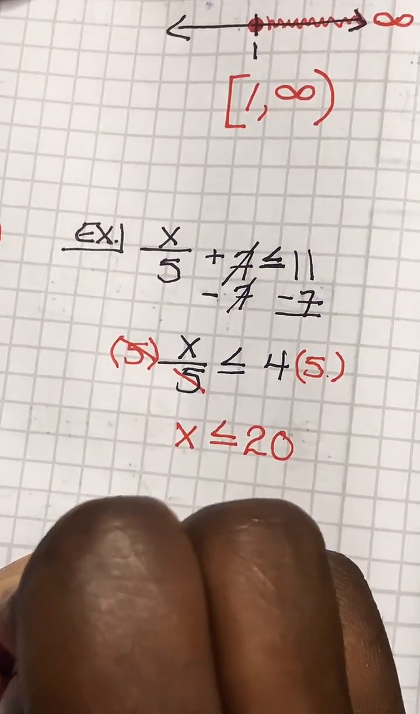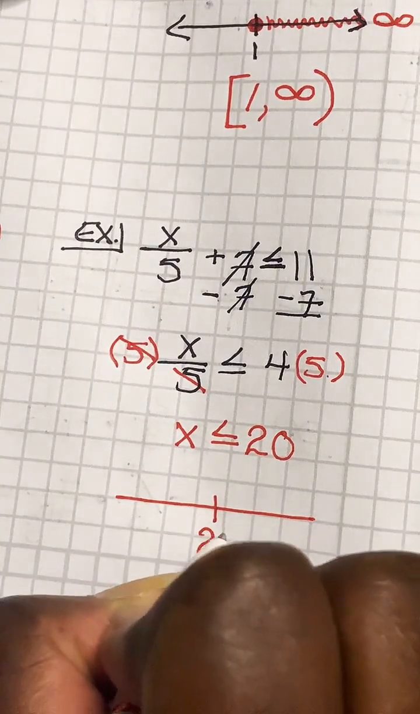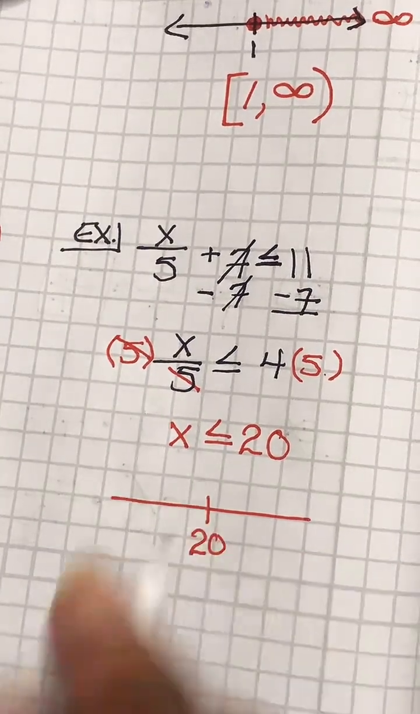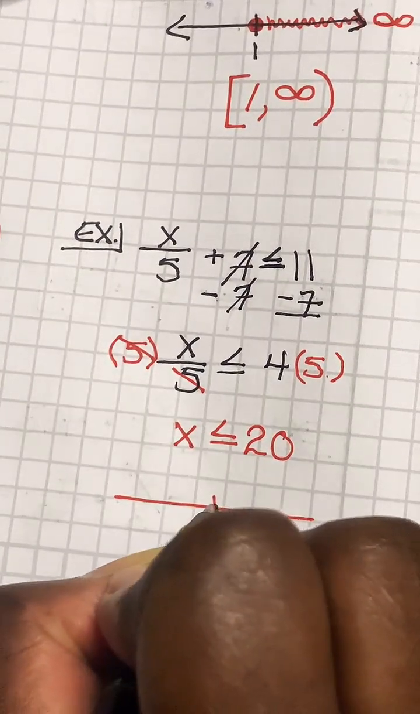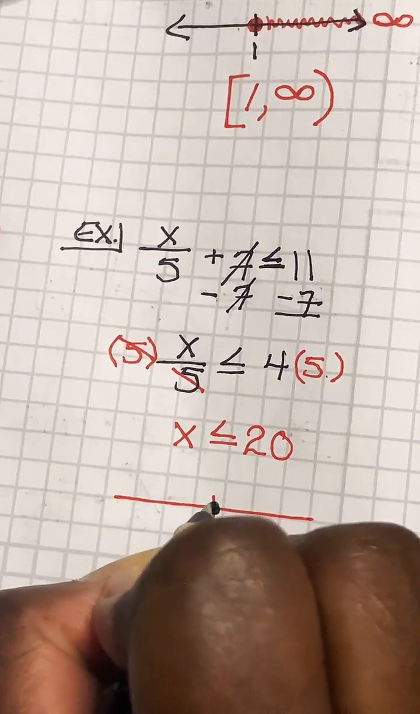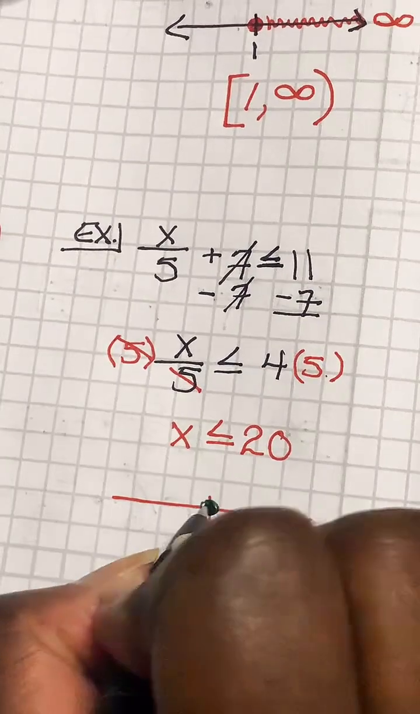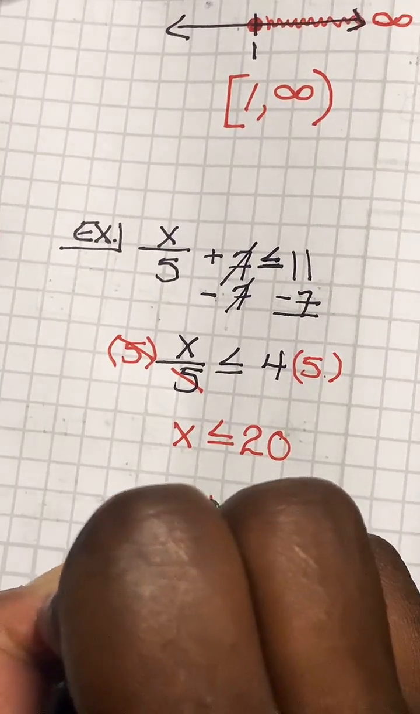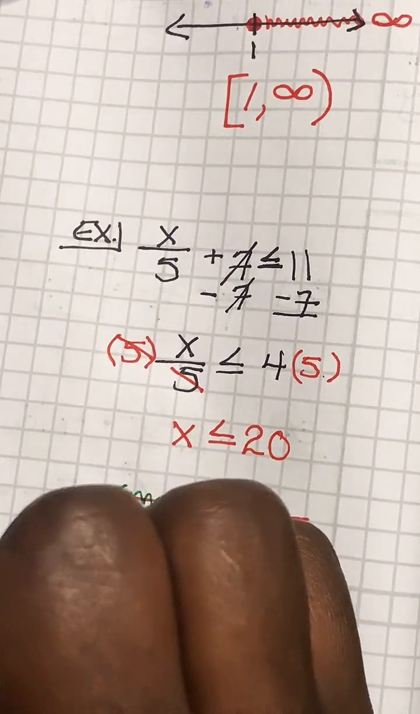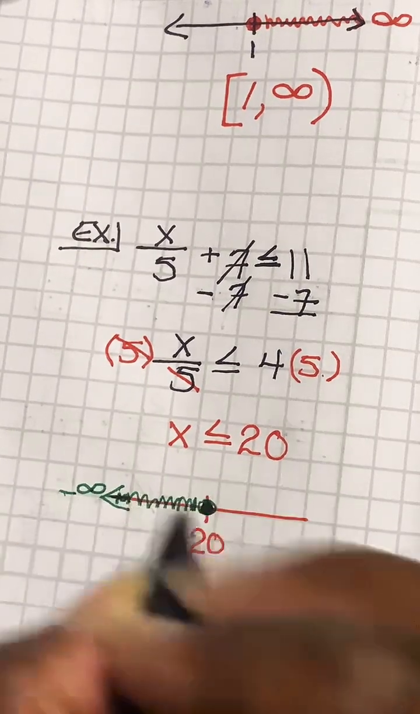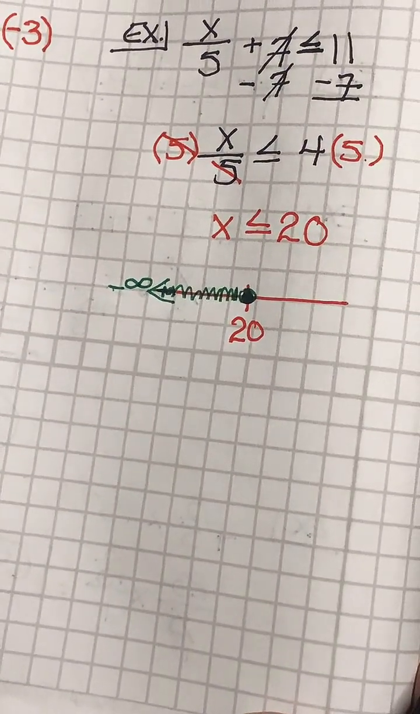So if I go to graph it, starting here at 20, okay, since it is equal to, it's going to be a dot. It's going to be closed. And since it's x is less than, that means I'm dealing with everything less than, all the way to negative infinity. Okay, all the way to negative infinity.